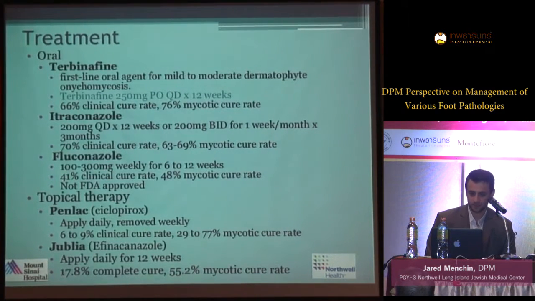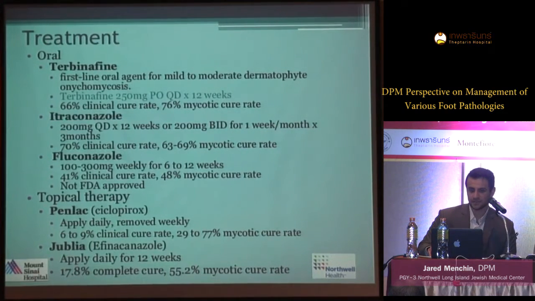They've also tried something called pulse dosing, where they'll do 500 milligrams once a day, 1 week a month for 3 months, but they found that this isn't as effective as the continuous treatment. You can also use itraconazole and fluconazole, which fluconazole is not yet FDA approved, so we haven't begun using that.